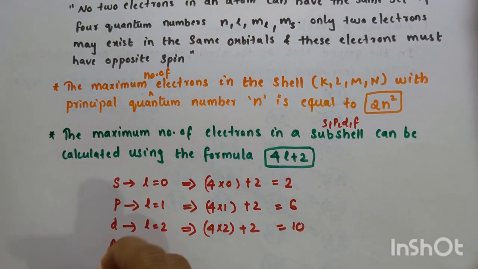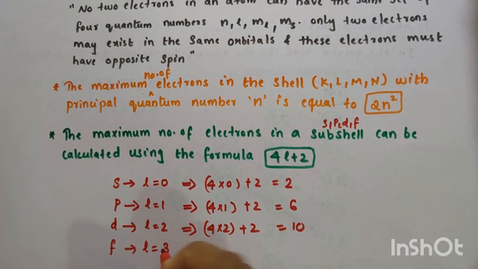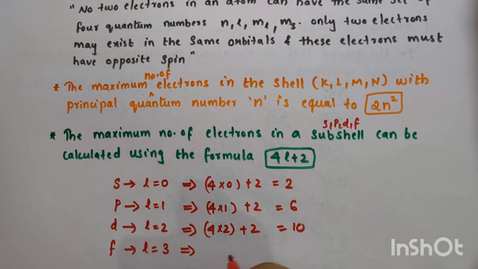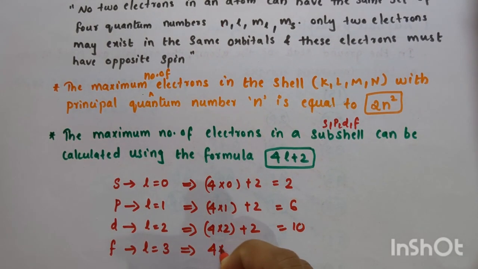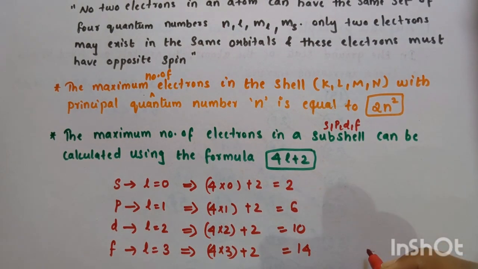Similarly, if you consider the f subshell, the l value is 3, which I have already discussed in our previous video. So, the maximum number of electrons in the f subshell will be equal to 4 into 3 plus 2, which is 14.